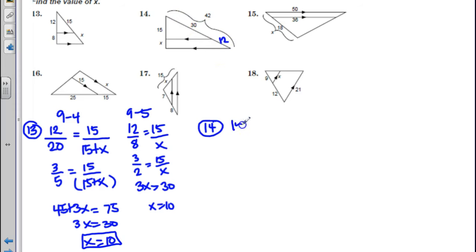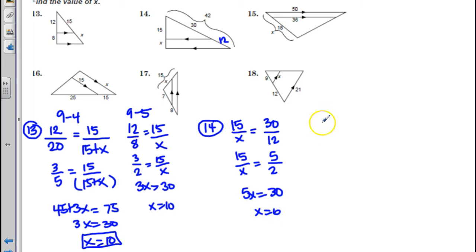So 15 over x equals 30 over 12. And let's go ahead and reduce this guy by 6. So 6 goes into 30 5 times, and 6 goes into 12 2 times, and then let's cross multiply and solve. So crossing this way, x times 5 is 5x, 2 times 15 is 30, so x is 6.